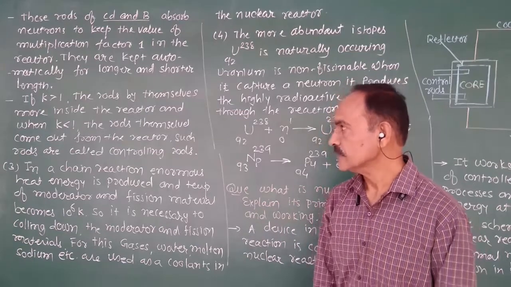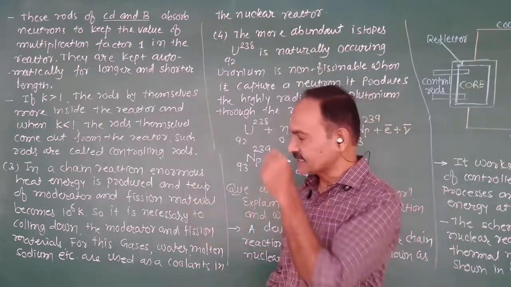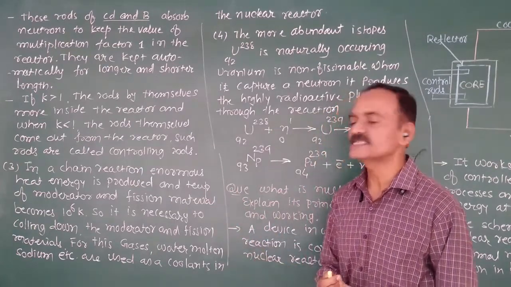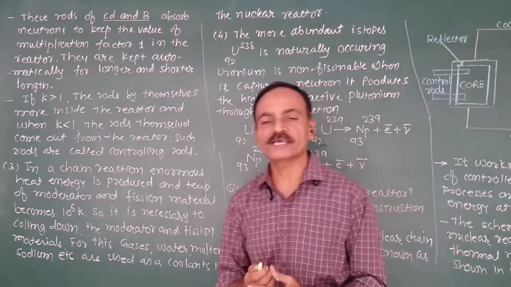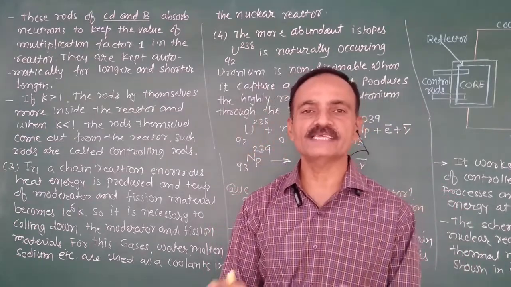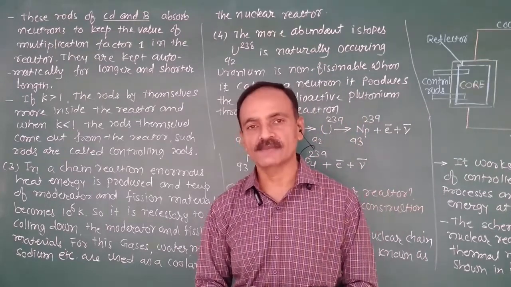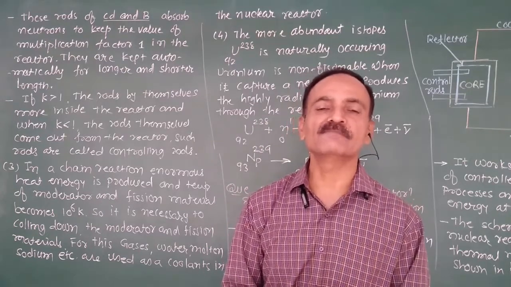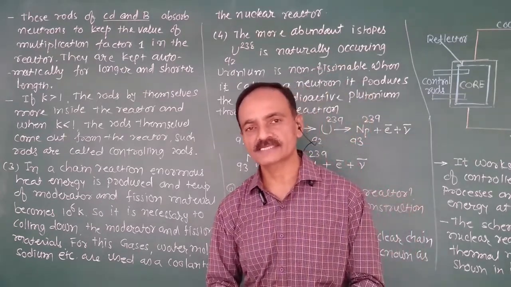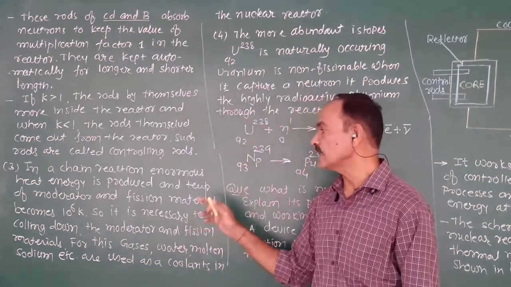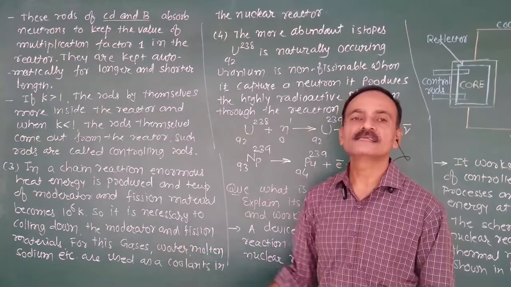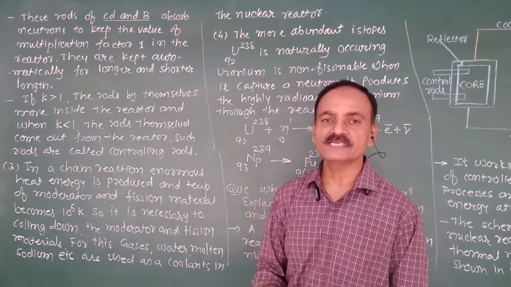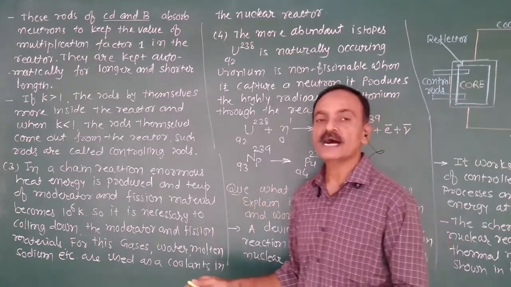Now after that, in a nuclear chain reaction, an enormous, that means a very large amount of heat energy is produced. And the temperature of the moderator and fission material is approximately 10⁶ Kelvin, that means 10 lakh Kelvin. So it is necessary to cool down the moderator and fission material, otherwise an explosion takes place. To cool them down, coolants are used.